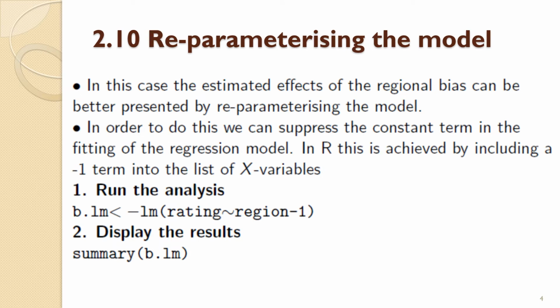So I wanted to just say a quick note here on reparameterizing the model. It's one of the few occasions here with the regression model where I would suggest not fitting an intercept or constant term to the model. This is to do with the peculiarities of this example, and in this case the estimated effects of the regional bias can be better presented by reparameterizing the model without the constant term. Okay, this is precisely because of the peculiarities of this problem.